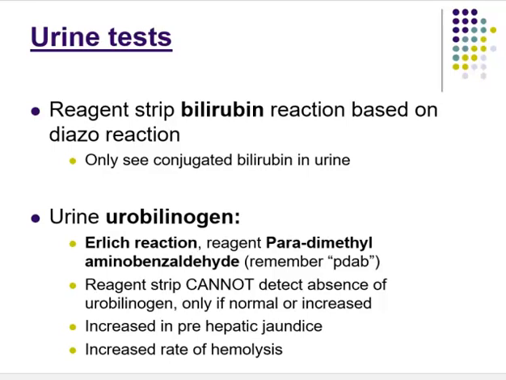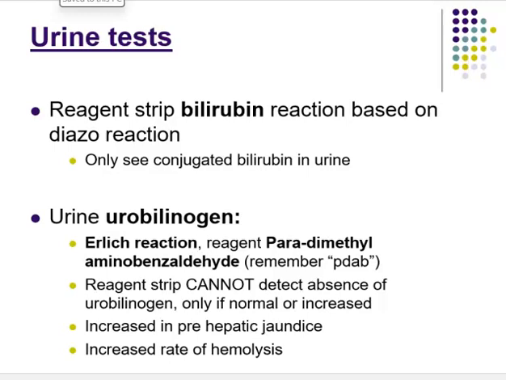Now let's talk about the urine test for bilirubin. The reagent strip or the dipstick for bilirubin is based on a diazo reaction, and you're only going to see conjugated bilirubin show up in urine using the dipstick method. Now for urobilinogen in urine, it's an Ehrlich's reaction.